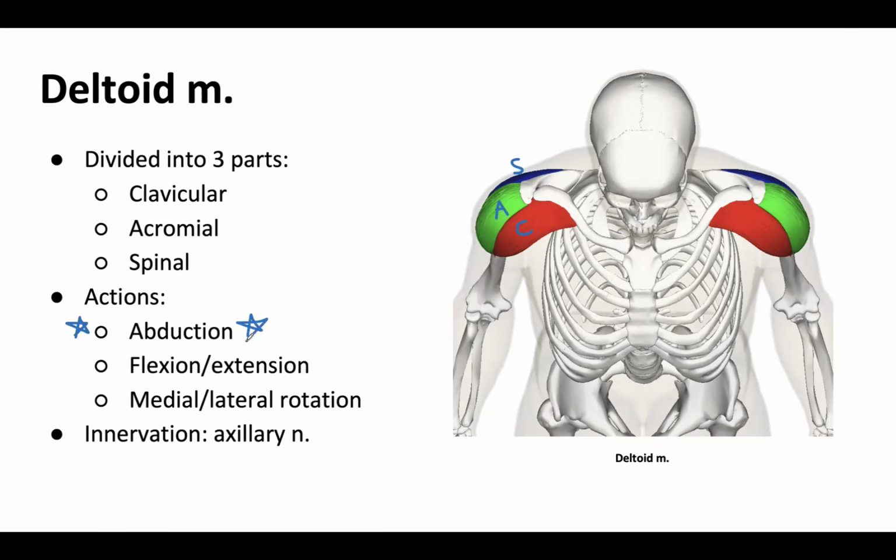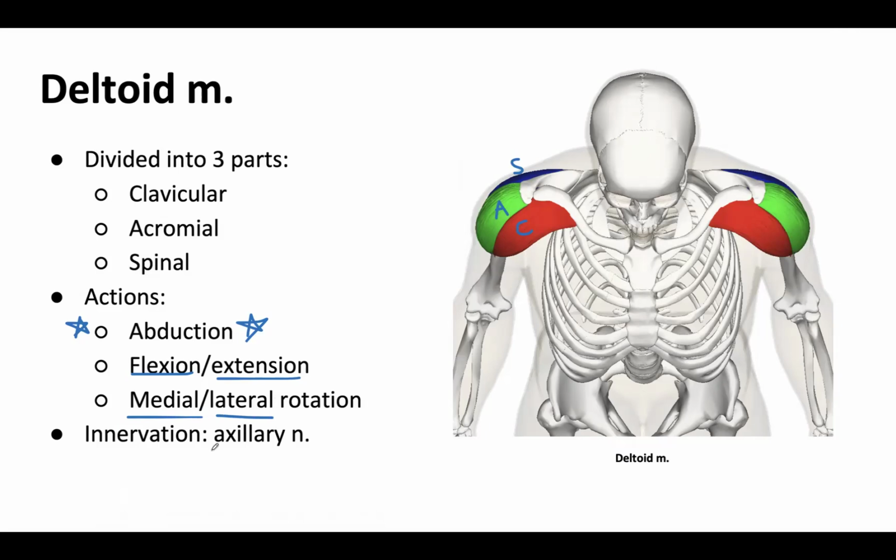It is the primary abductor. But depending on which parts are contracting, it can play a role in many other actions. So if the clavicular part is contracting, it can flex the shoulder. But if the spinal part is contracting, it can extend. So the parts can be opposing to one another. Similarly, if the clavicular part is contracting, it can medially or internally rotate, whereas if the spinal part is contracting, it can laterally rotate.